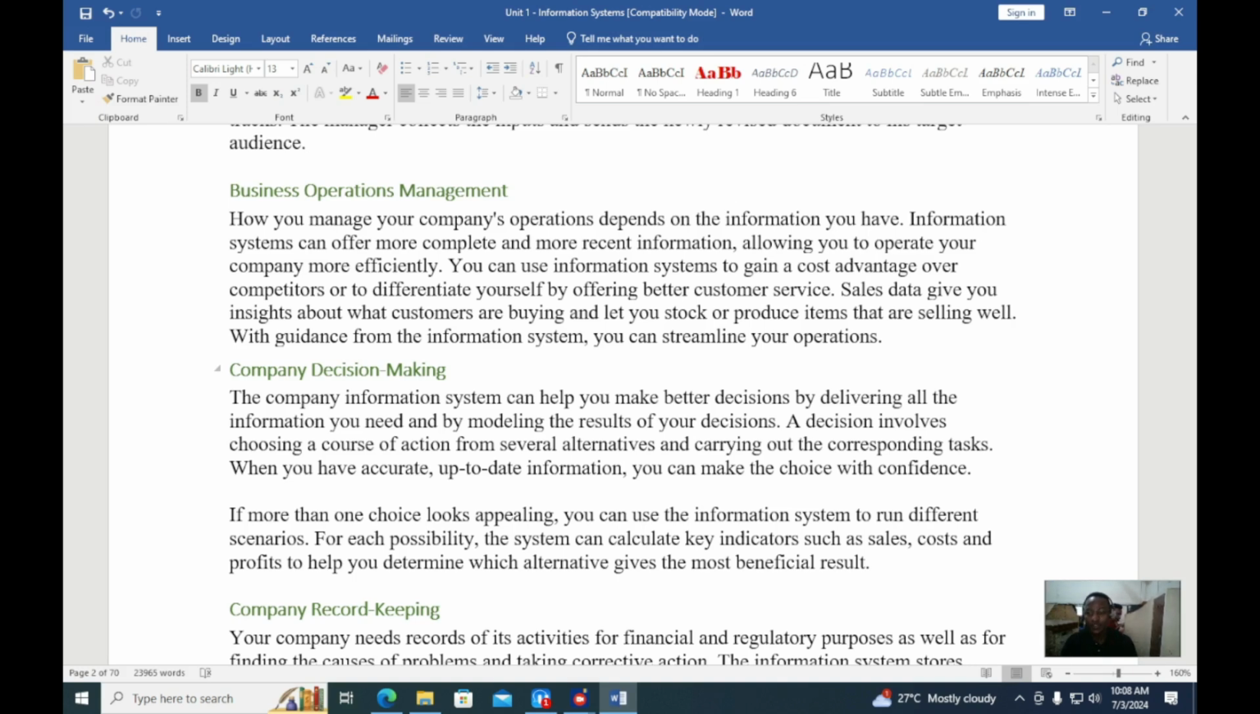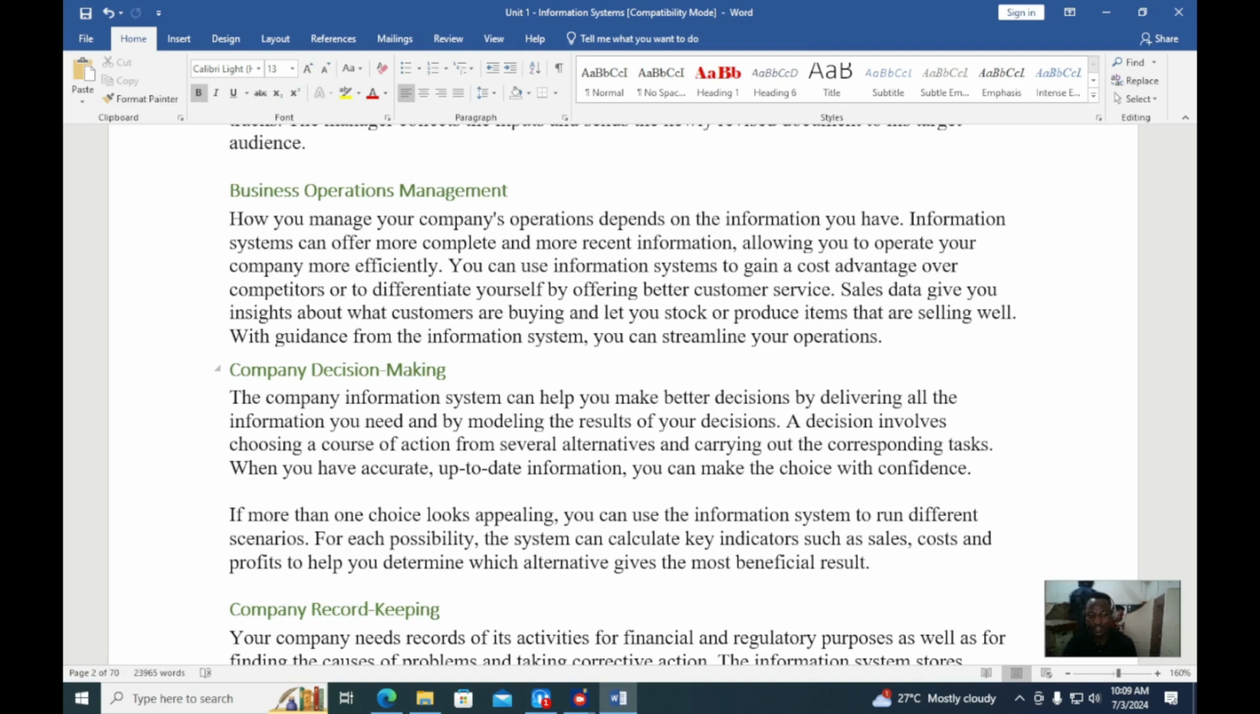So we are saying information systems are able to give us information that is complete and that is also recent. If you have information that is complete and recent, it makes it possible for you to operate more efficiently. You can use this information to maybe get some cost advantage over your competitors, or to make a difference for your company by giving better customer service.